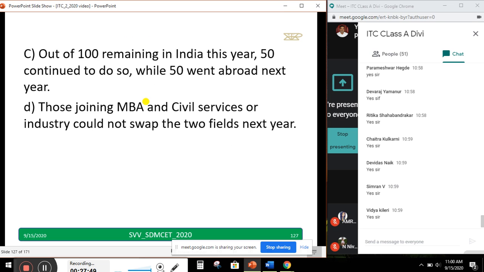And this information I have to use. Out of 100 remaining in India this year, 50 continue to do so, while 50 went abroad next year. Those joining MBA and civil services or industry could not swap the two fields next year. Actually, instead of giving a diagram, he will give the text. What you have to do is convert this text into a state diagram.